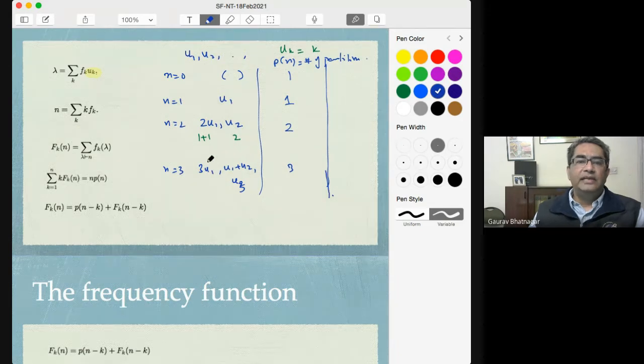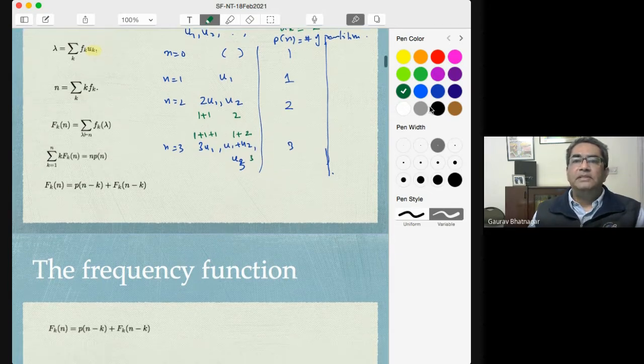So again, this one is 1 plus 1 plus 1 plus 1. This one is 1 plus 2. And this one is 3. So an unordered sum of numbers is called a partition. And similarly, let's do n equals 4.